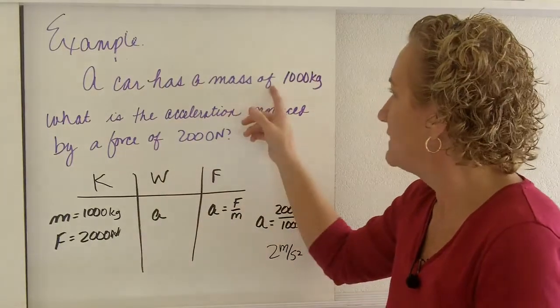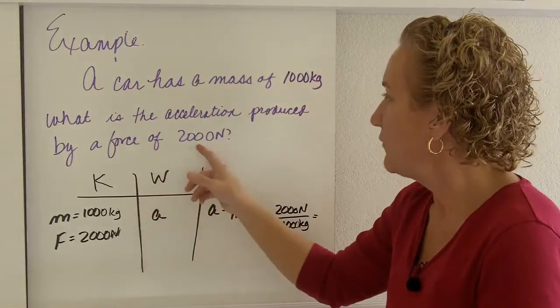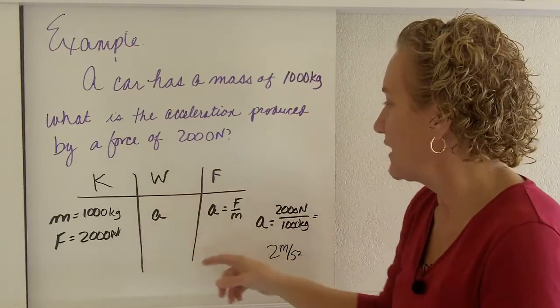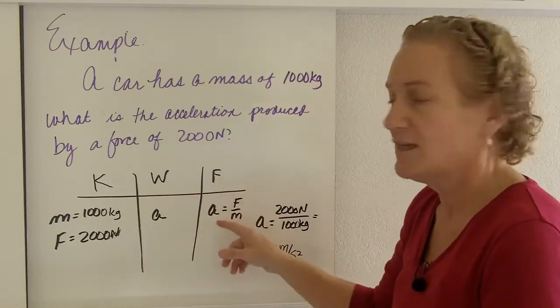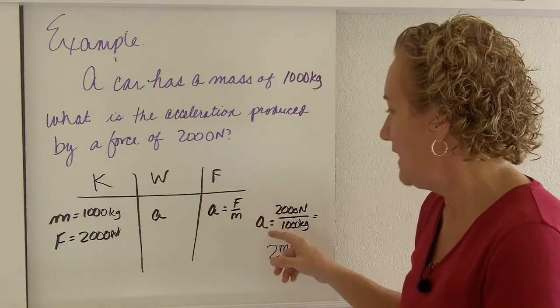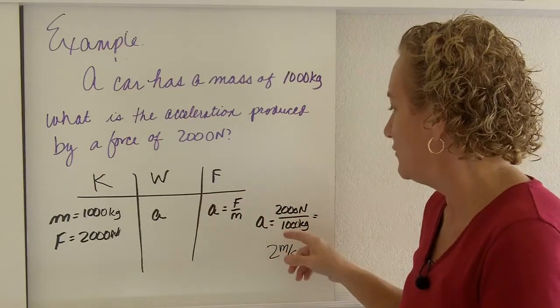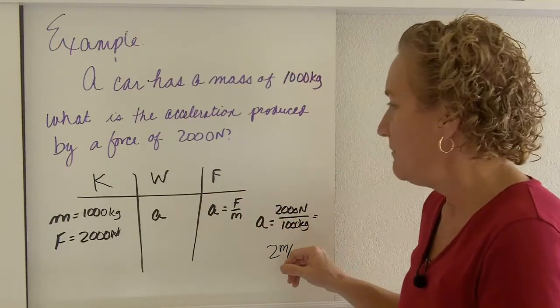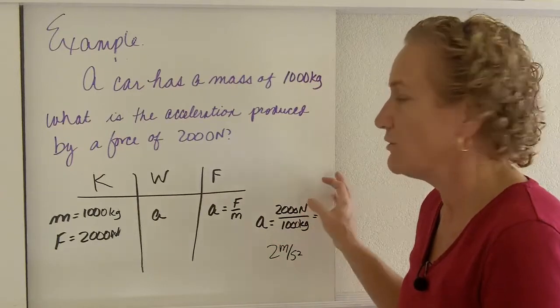So I know my mass is 1,000 kilograms. I know my force is 2,000 newtons. I'm looking for acceleration. Here's my formula. Acceleration equals force divided by mass. Acceleration is 2,000 newtons divided by 1,000 kilograms. Means my acceleration is 2 meters per second squared.